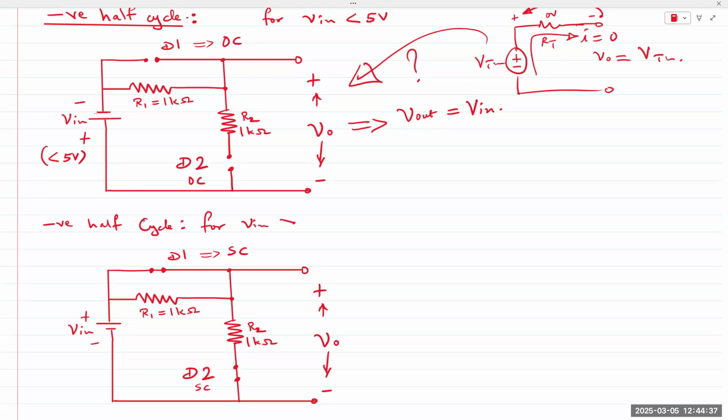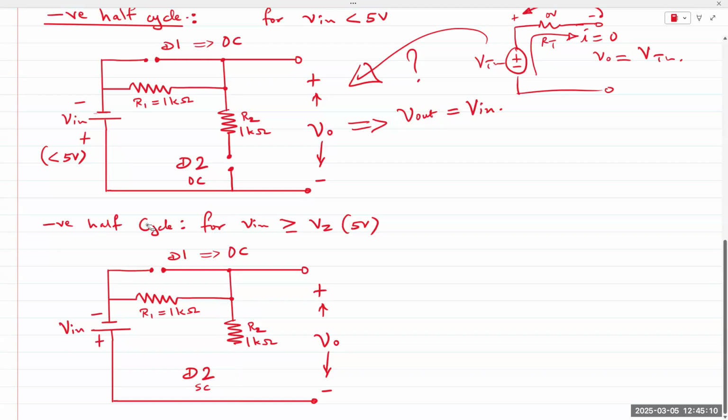For V in greater than or equal to VZ. In this case, VZ is 5 volts. Diode D1 will be open. And this time V in is greater. What is the voltage? The Zener diode turns on in the reverse bias.